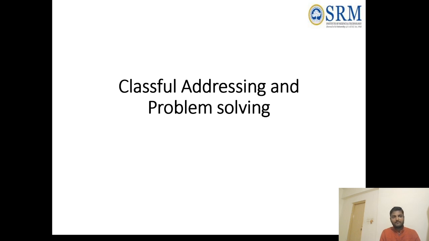But if the network has fewer computers than the actual capacity, or something in between these numbers that I have mentioned, that is classless addressing, which we will discuss in the next lecture. In this lecture, we will concentrate only on classful addressing, where the number of hosts is fixed for a particular class.